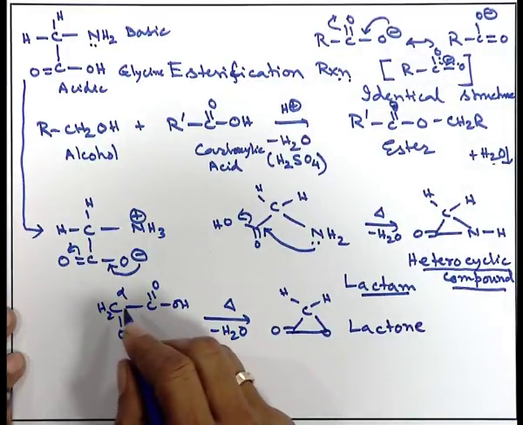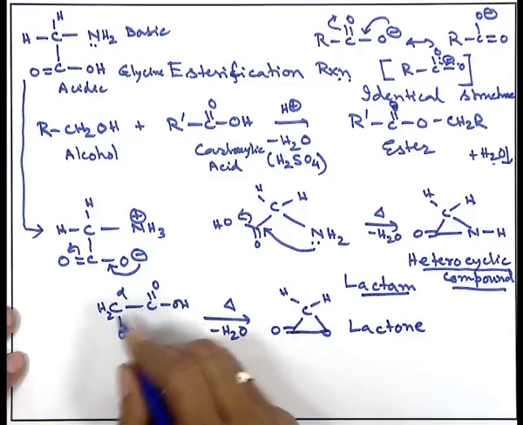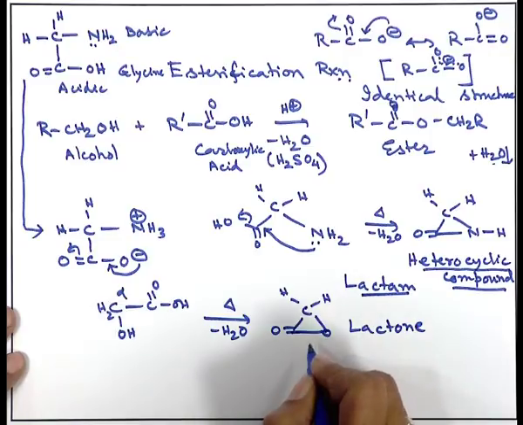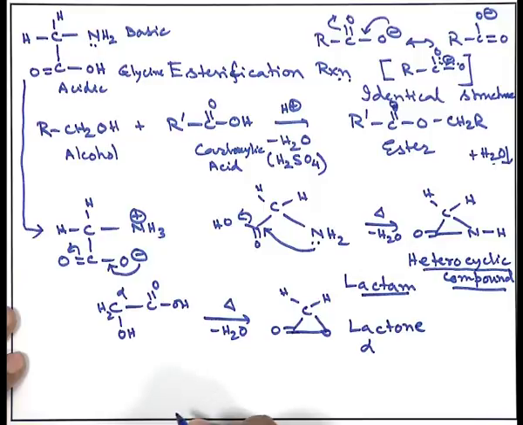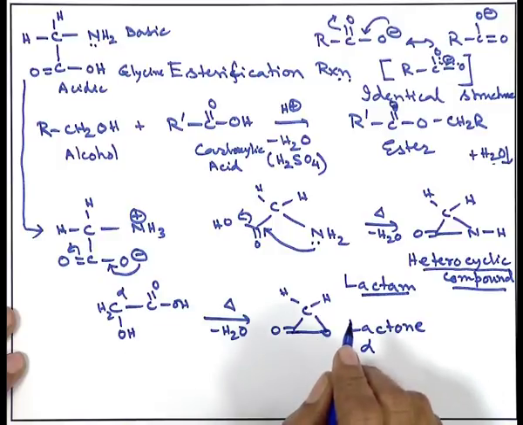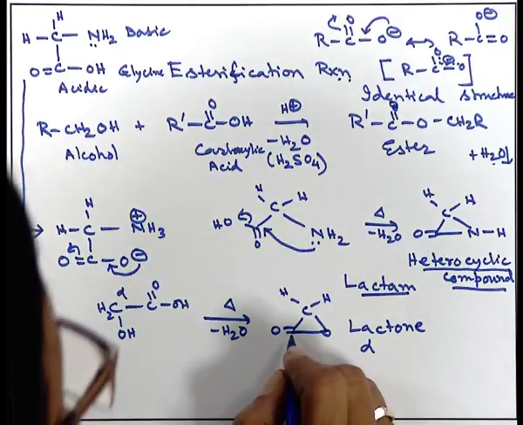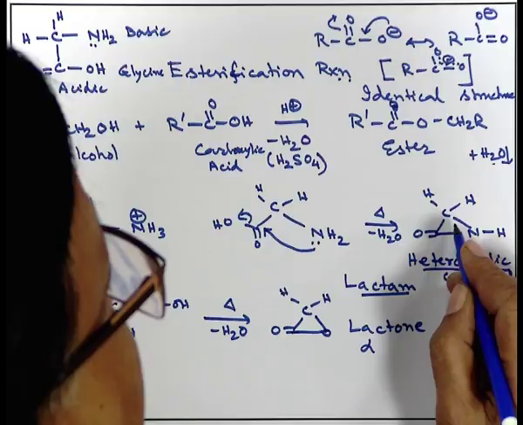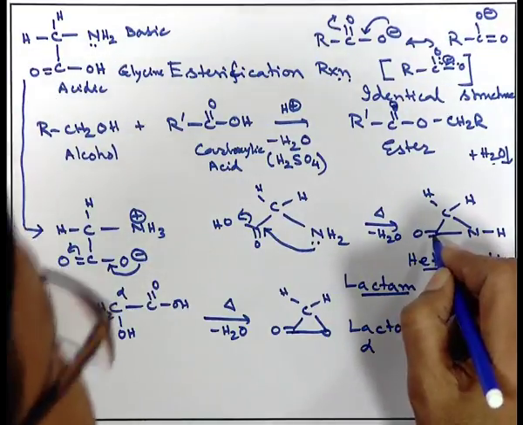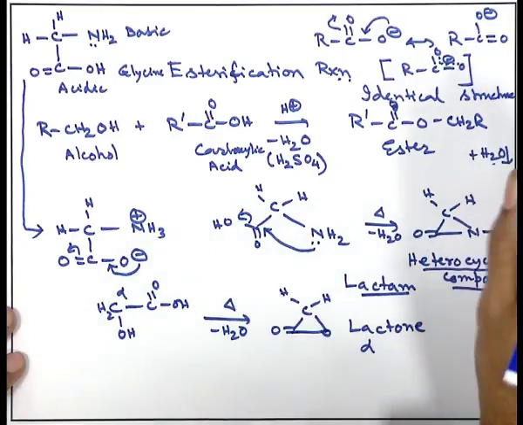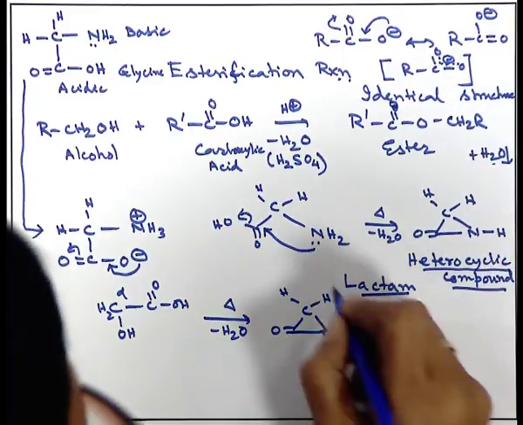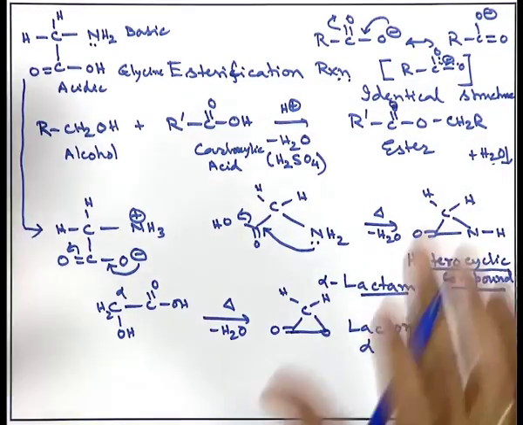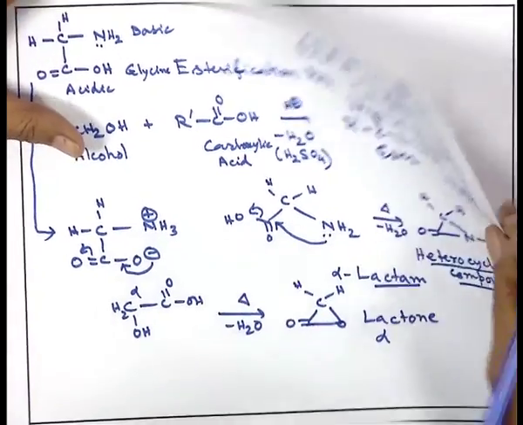What type of lactone? The carboxylic acid connected to the alpha carbon, which has the hydroxy group. So, this type of linkage will be called alpha lactone. So, a 3-membered oxygen containing heterocyclic compound having a carbonyl group as the next member is called the alpha lactone, and a 3-membered nitrogen containing heterocyclic compound with a carbonyl group next to nitrogen, and the other carbon may be substituted or unsubstituted, will be called alpha lactam. So, this is a very interesting cyclic compound being obtained from the amino acids.